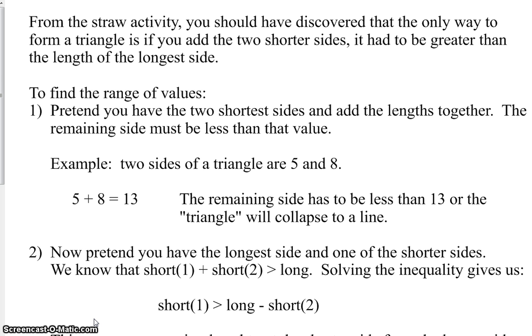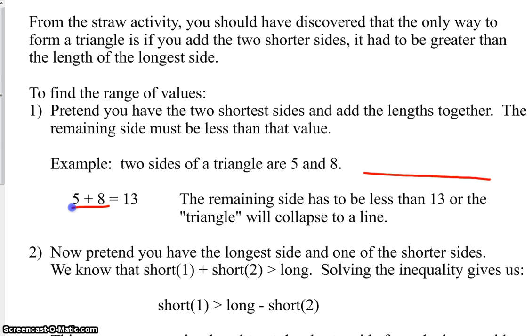To find the range of values, we're going to pretend we have the two shortest sides and add those lengths together. The remaining side has to be shorter than that. So, if I have two sides of a triangle that are 5 and 8, first I'm going to pretend these are the short sides. If I add the 5 and the 8 together, I get 13. That means the longest side has to be less than 13, or the triangle that I try to form will actually collapse into a line.